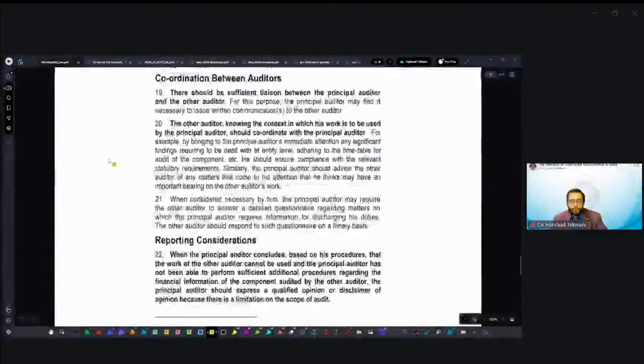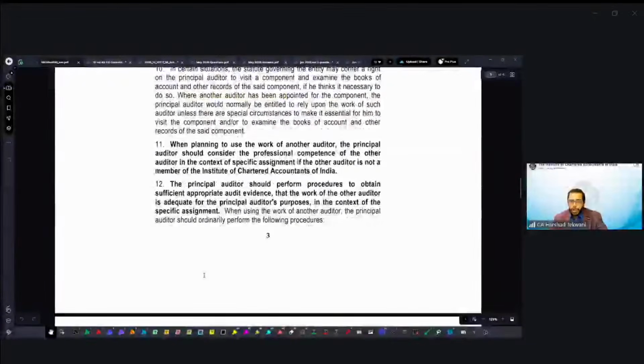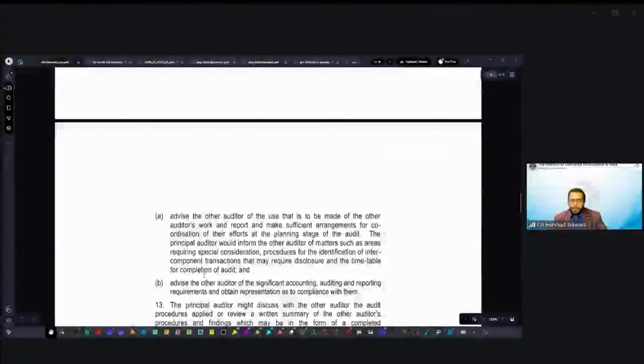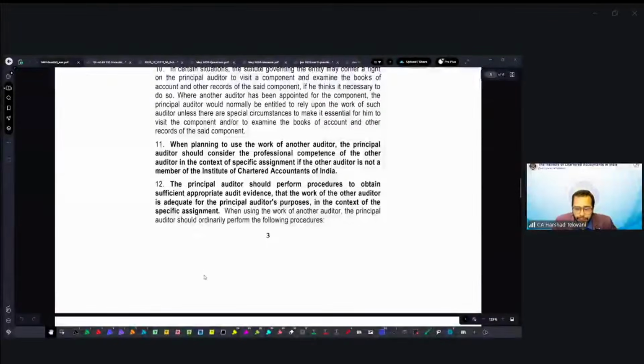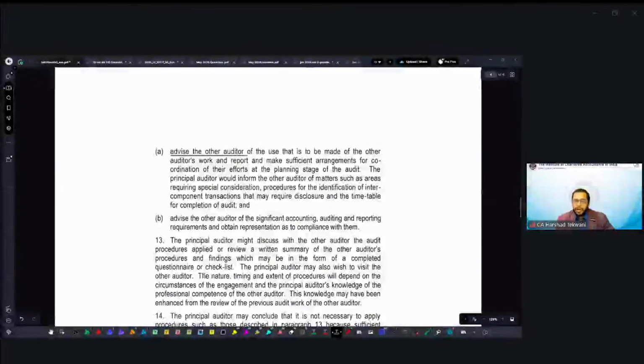Okay. Simple. In order to understand that the work performed by the other auditor is appropriate for you, you need to perform these particular procedures. When using the work of another auditor, the principal auditor should ordinarily perform the following procedures. Advise the other auditor of the use that is to be made of their work, like how I will use your report. Make sufficient arrangement for the coordination of their efforts at the planning stage of the audit itself.